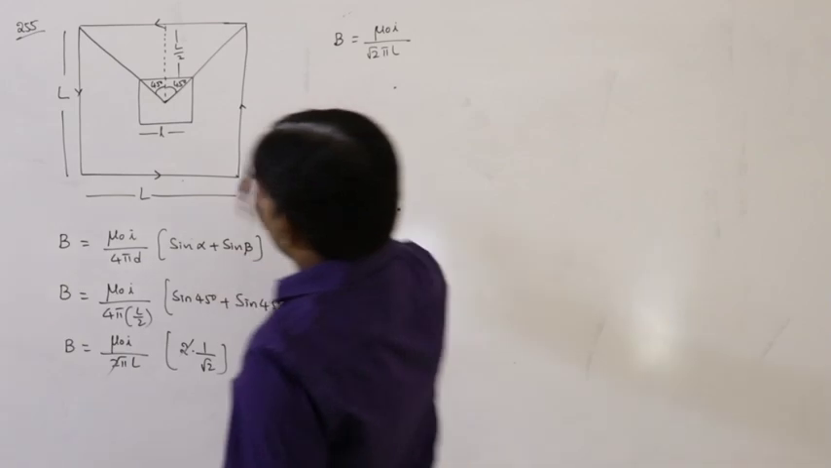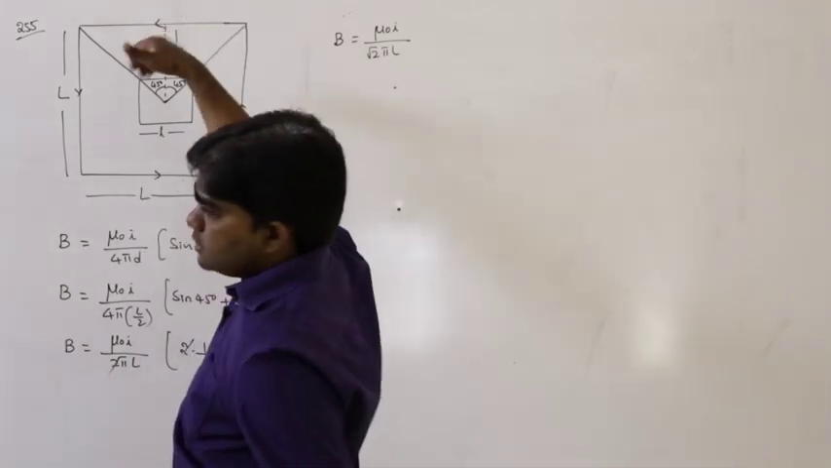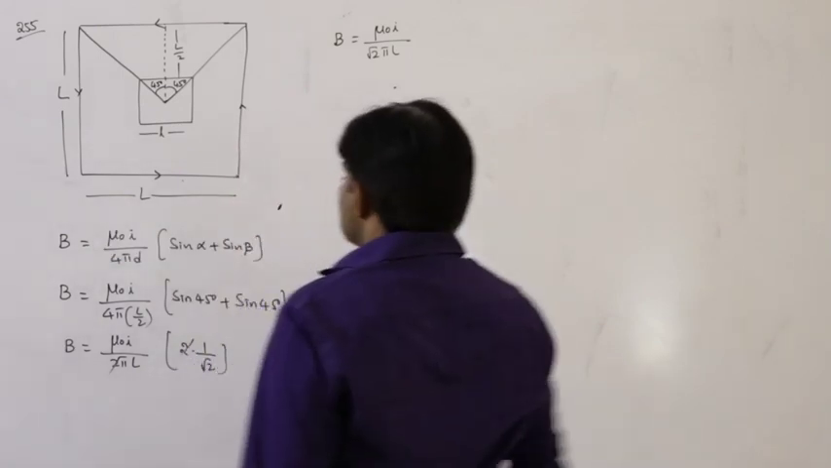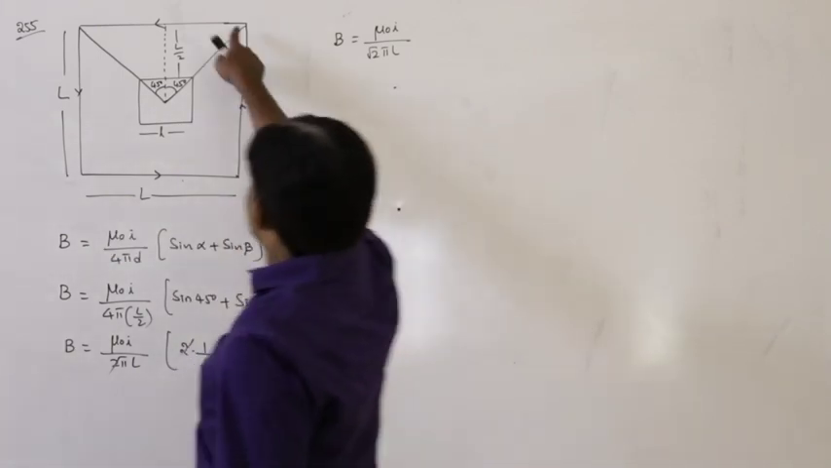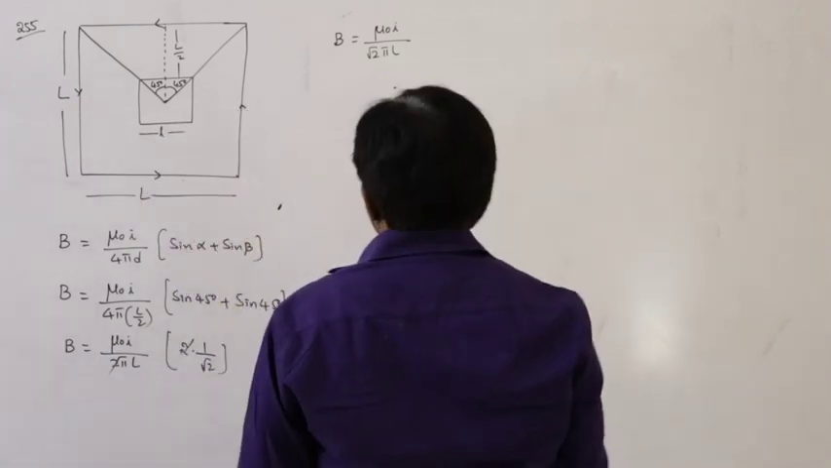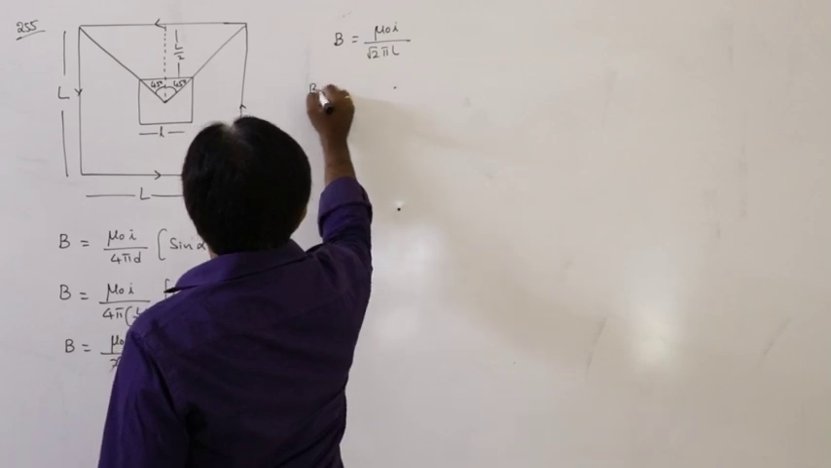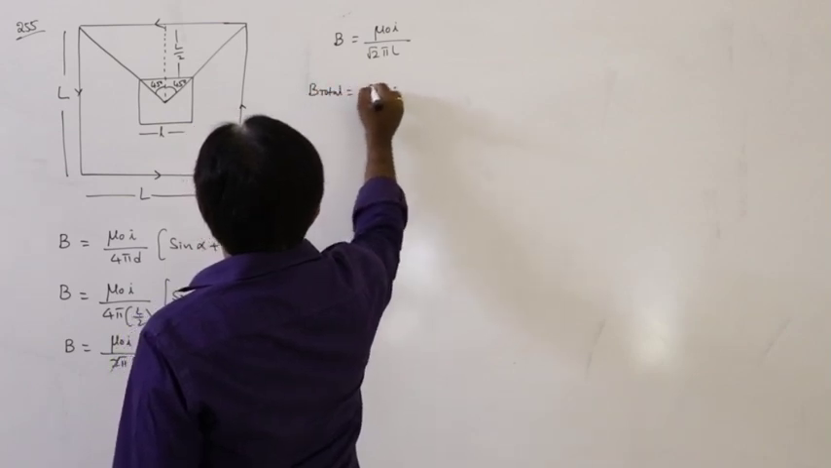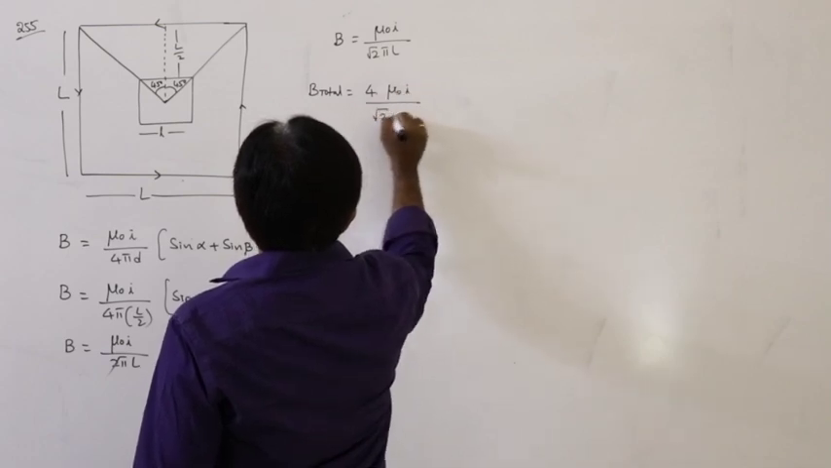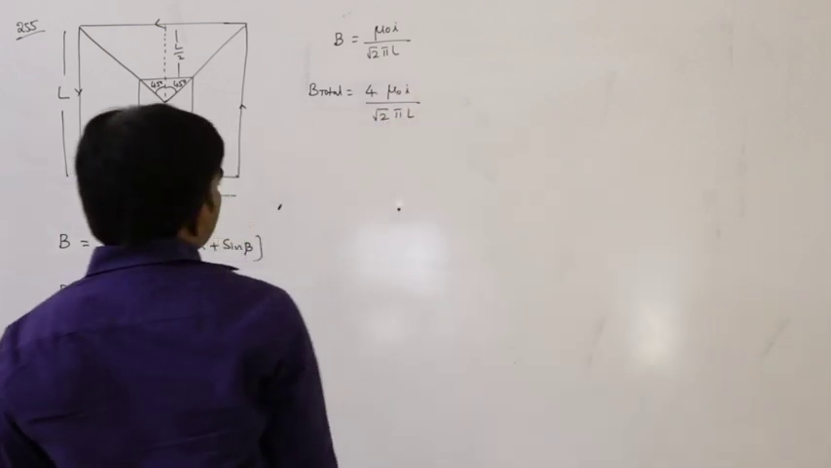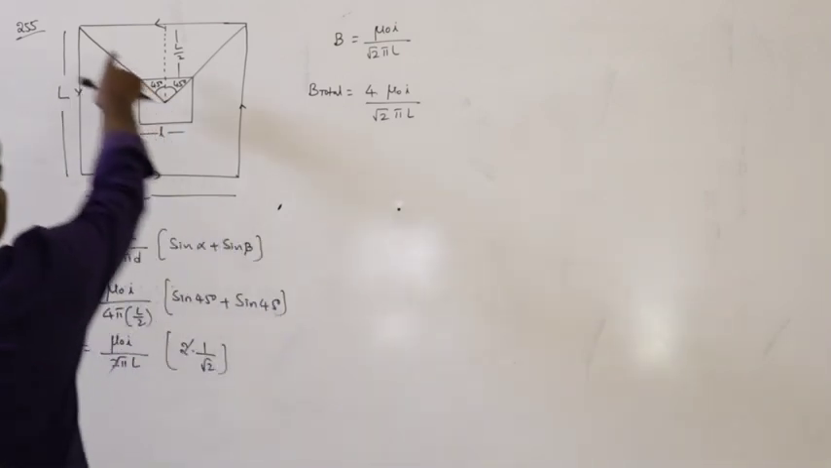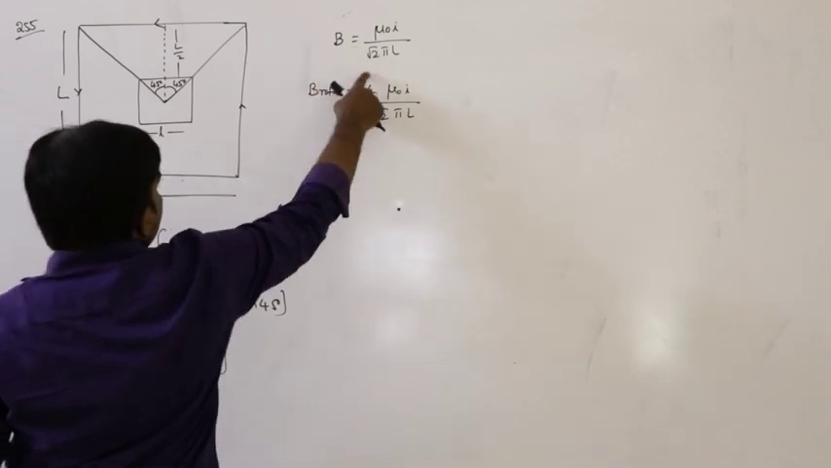What is the direction of the magnetic field here? Outwards above the conductor, inwards, and below the conductor it is outwards. So this is the magnetic field developed due to this one or this one or this one, any of them. What is the total magnetic field? B total is equal to, how many sides do we have? 4 sides. 4 mu naught I by root 2 pi L. Due to one side it is mu naught I by root 2 pi L.